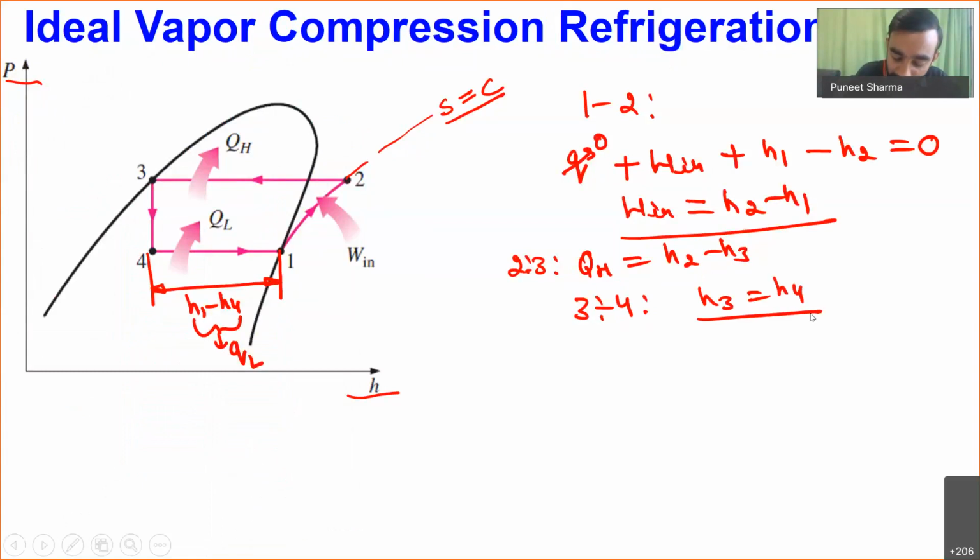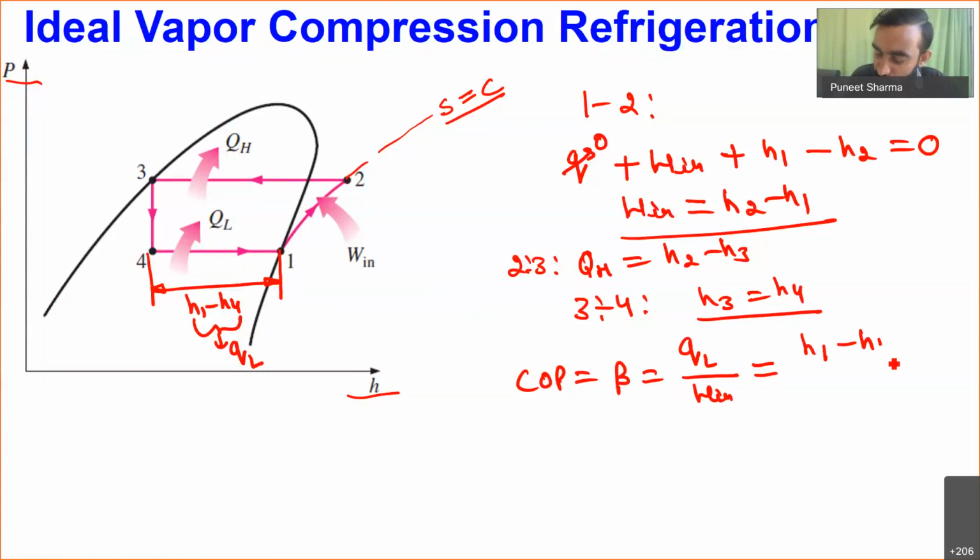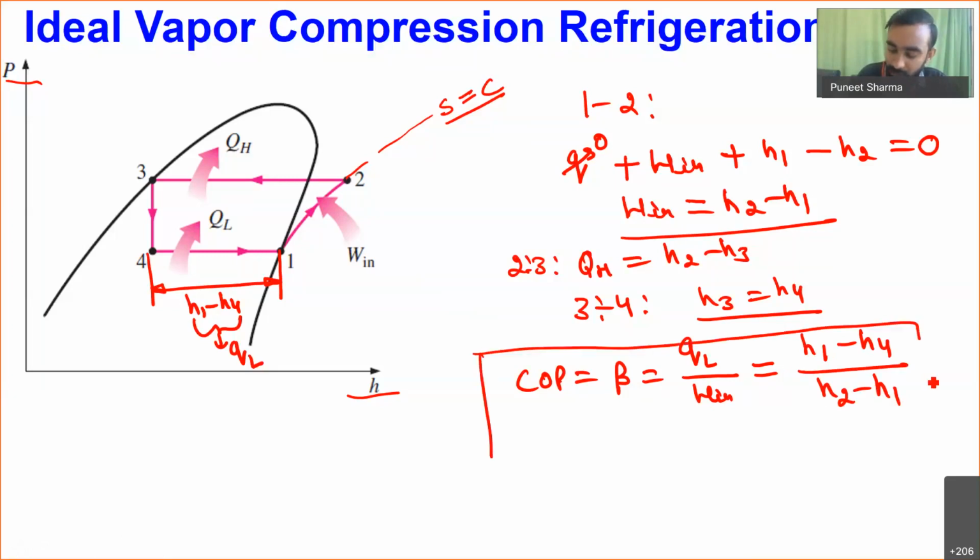So now if you have to write down the COP for this device, we know COP is QL, the amount of refrigeration effect, divided by the amount of work we are supplying. So that will be equal to the refrigeration effect, which here is H1 minus H4, and the work input is H2 minus H1. So this is how I can calculate the COP of a refrigerating unit which is operating based on the ideal vapor compression cycle.